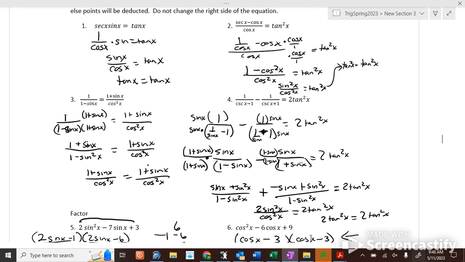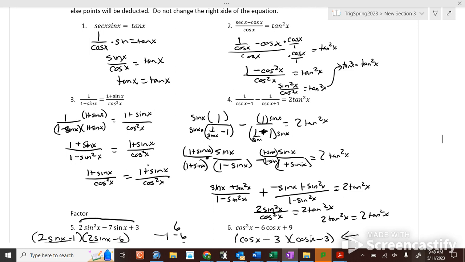Okay. The next one. Cosecant is 1 over sine of x. So you get 1 over sine of x minus 1. So we have a complex fraction. So if we multiply by the denominator of the denominator, we multiply everything top and bottom by sine of x. So sine of x times 1 is sine of x. Sine of x times 1 over sine of x minus 1 is sine of x over sine of x minus sine of x, or 1 minus sine of x. So it's just that. So if we distribute that, it's just that.